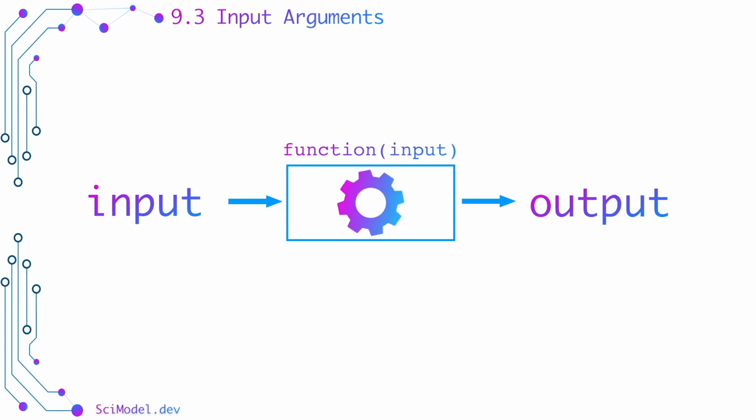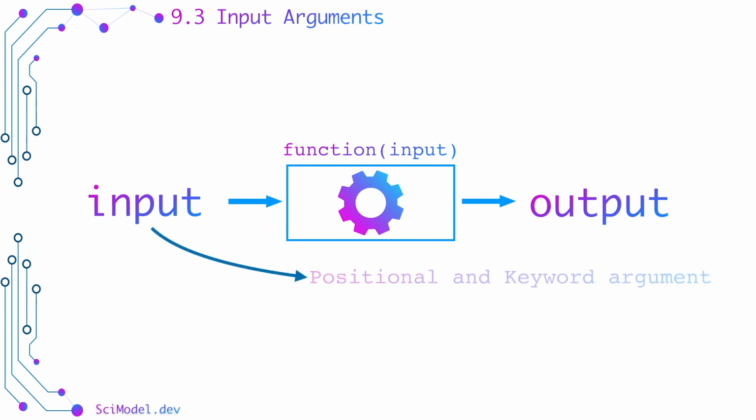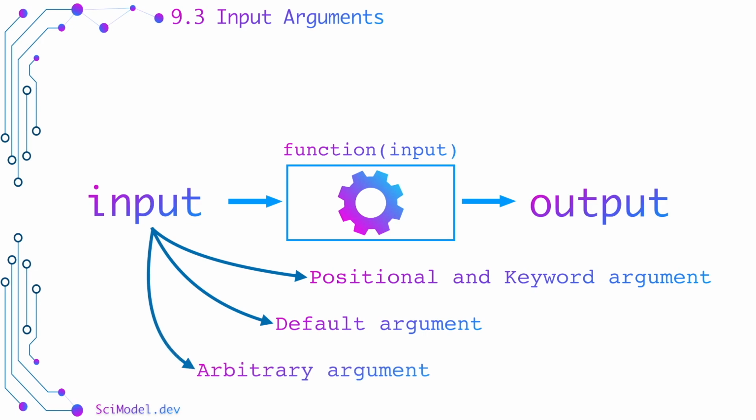So far, we have demonstrated the importance of using functions, and we saw that we can pass an input to the function and return an output from the function. Functions are really flexible in that you can also have multiple input arguments and returned outputs. There are 3 main types of function input arguments that you can implement in Python. We will learn about positional and keyword input arguments, default input arguments, and arbitrary input arguments.